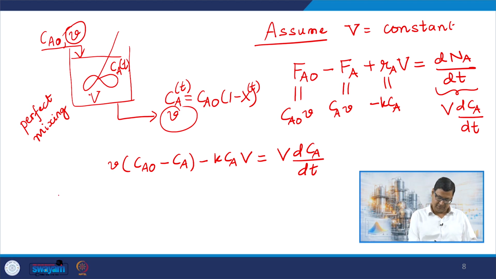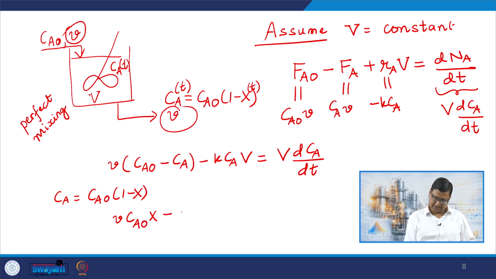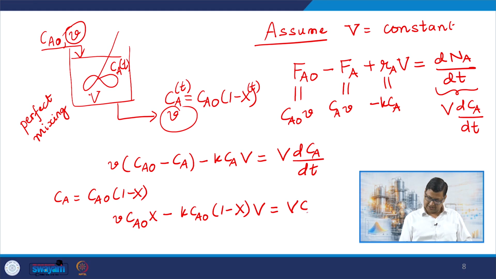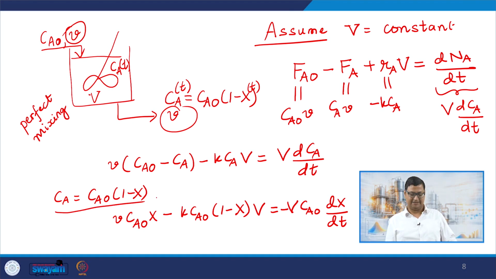So then we have Ca is equal to Ca naught into 1 minus x. So the first term will give me v Ca naught x, minus k Ca naught 1 minus x into V, is equal to V Ca naught dx by dt, but now with a negative sign, because Ca is equal to Ca naught into 1 minus x. Right? Now we can divide this expression by V, and once we do that, we will have a term containing a small v by capital V.